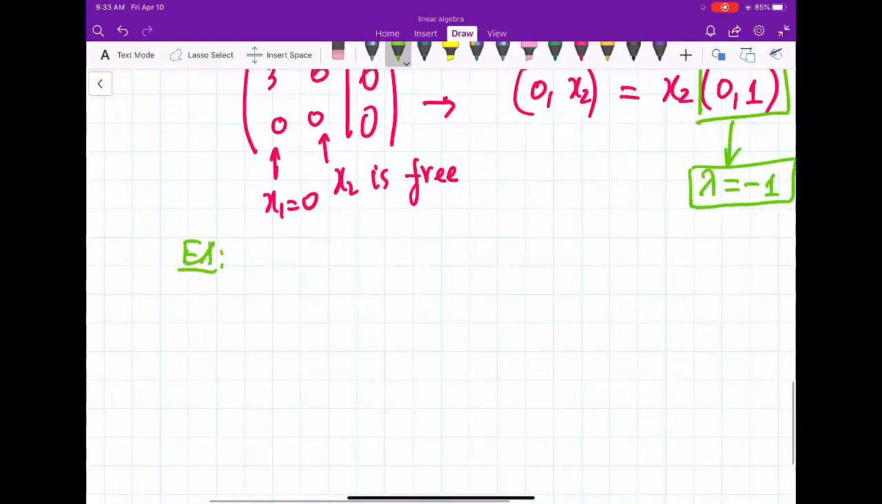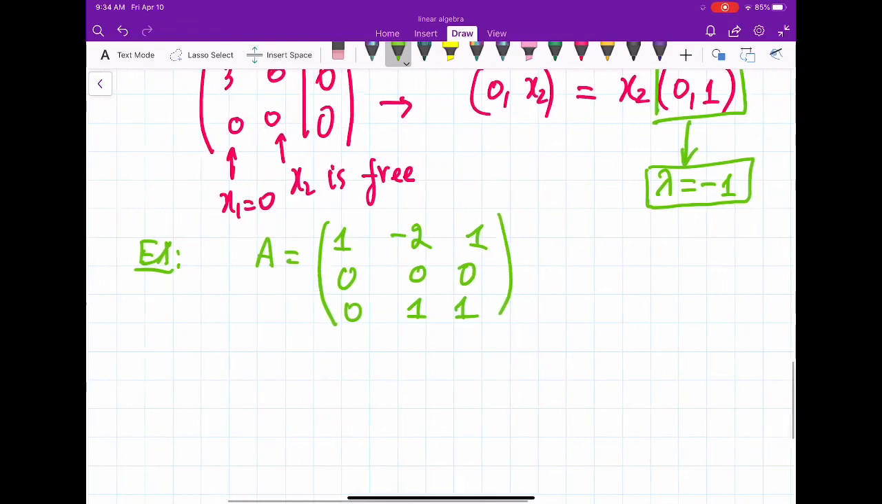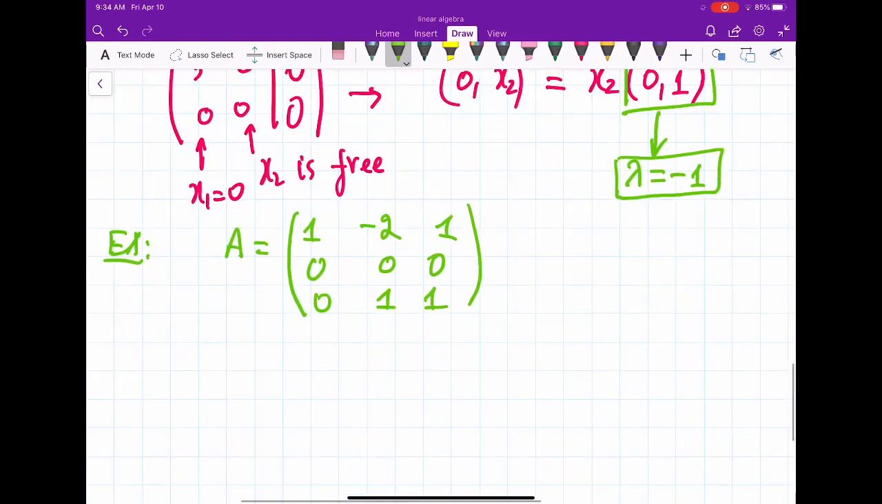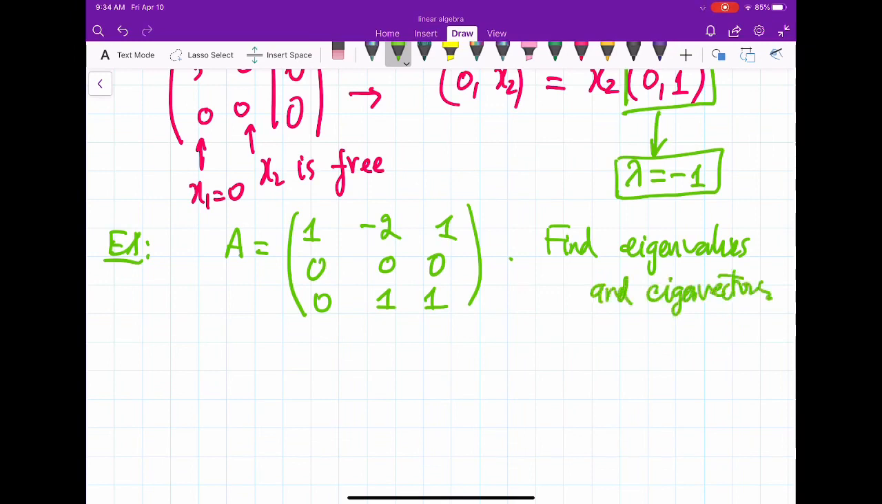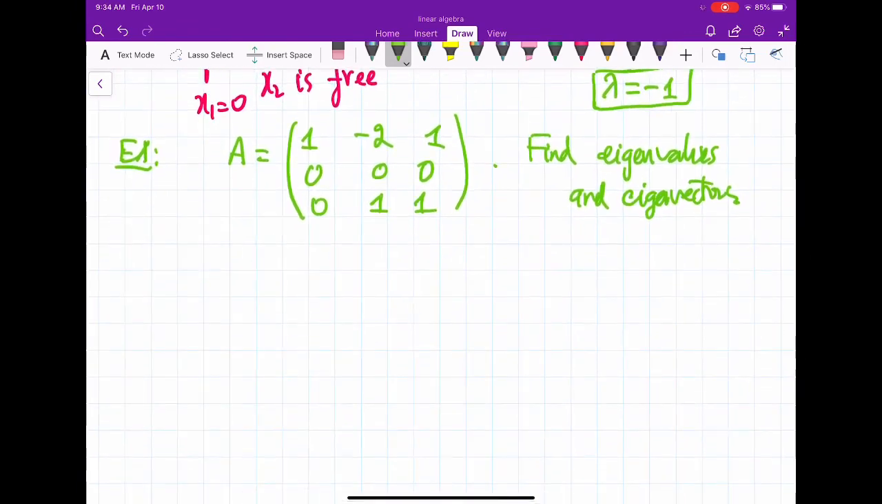Suppose now I have some matrix A equal to 1, negative 2, 1, 0, 0, 0, 0, 1, 1, okay? And they ask us to find eigenvalues and eigenvectors. We do almost the same, but now I will do that very, very shortly. I will not write in detail.